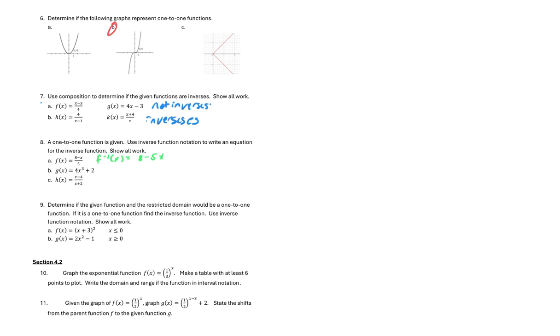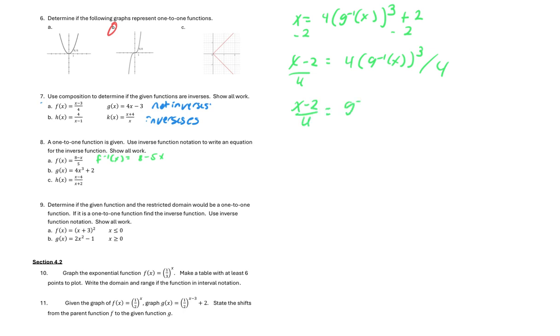Now the g of x function, we'll swap that again. So this will be x is equal to 4 times g inverse of x cubed plus 2. Subtract 2 from both sides. Equal to 4 g inverse of x cubed. Divide both sides by 4. And then take the cube root of both sides.